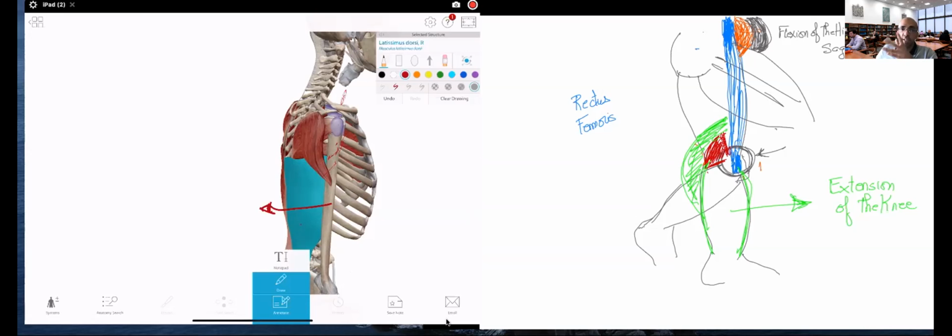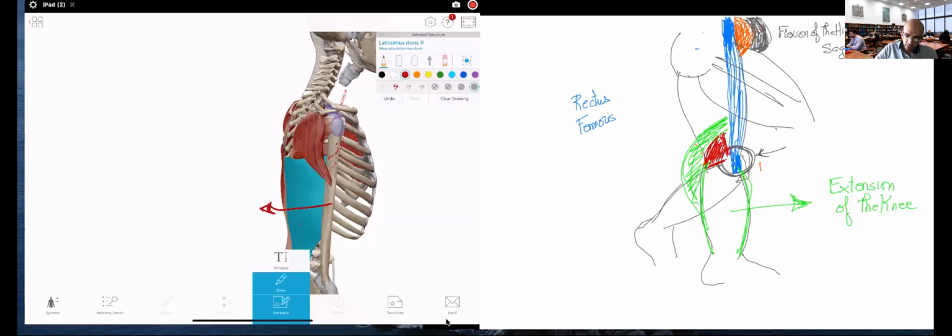Any question? Any question on here? Anything which is disturbing for any of you here before we move on? All right, great. So back to our muscle review.